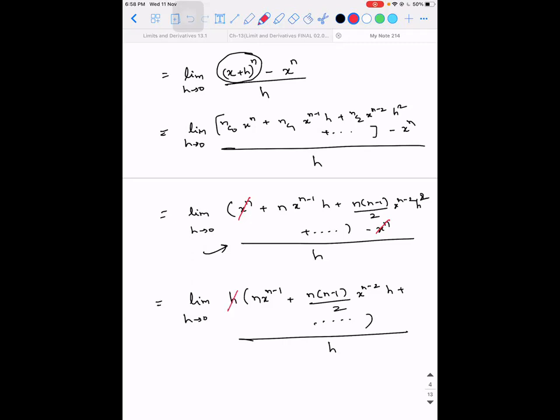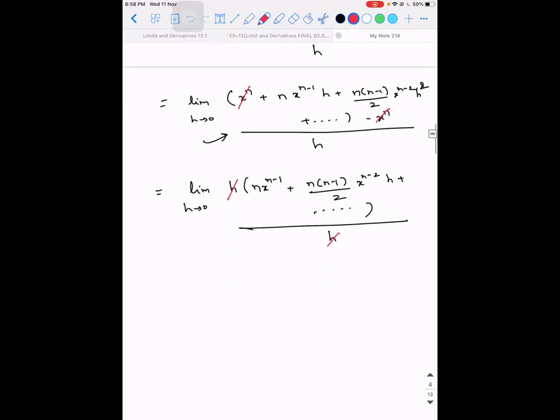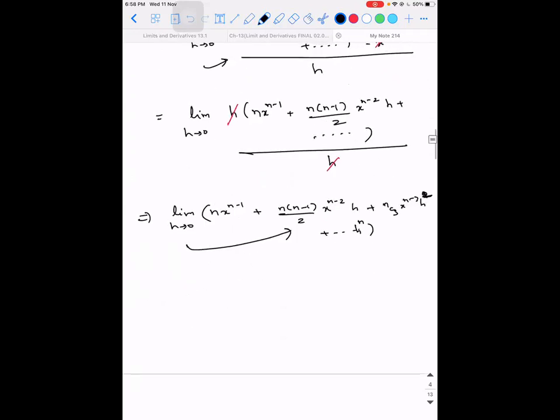Now see, h and h will get cancelled. From this, I can say limit h tends to 0, what am I left with? n into x power n minus 1 plus n into n minus 1 by 2 into x power n minus 2 into h. The next term will be nC3 x power n minus 3 into h cube. Actually, it will be h square because I've taken out h. It keeps on going till the last term, which is going to be h power n. Correct? So when I substitute the limit here, what will happen? The first term alone is saved because it doesn't have any relation to h.